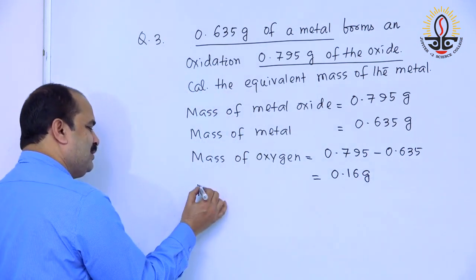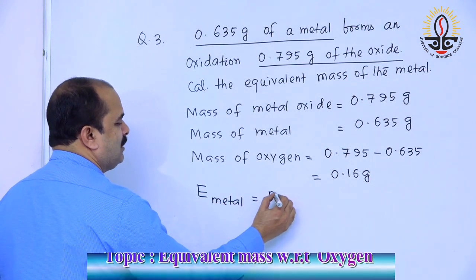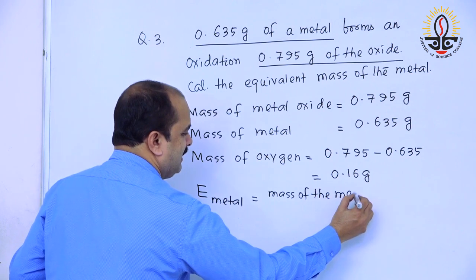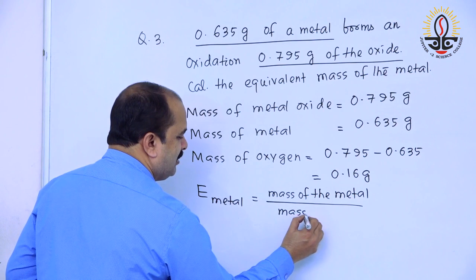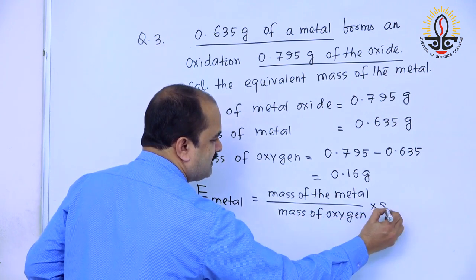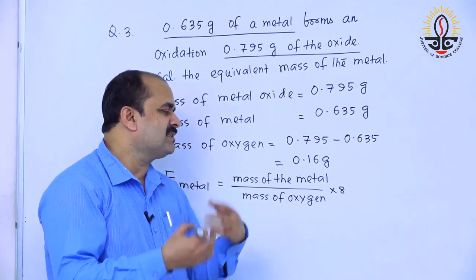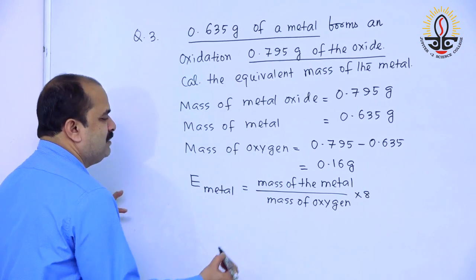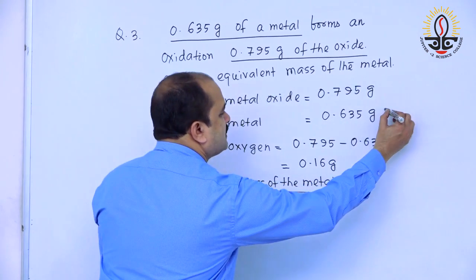Then we can find out the equivalent mass of the metal. Equivalent mass of the metal is equal to mass of the metal divided by mass of oxygen into 8, because the equivalent mass of oxygen is 8. According to the definition, the mass of the element per 8 gram will signify the equivalent mass of the metal. So the mass of the metal is 0.635.